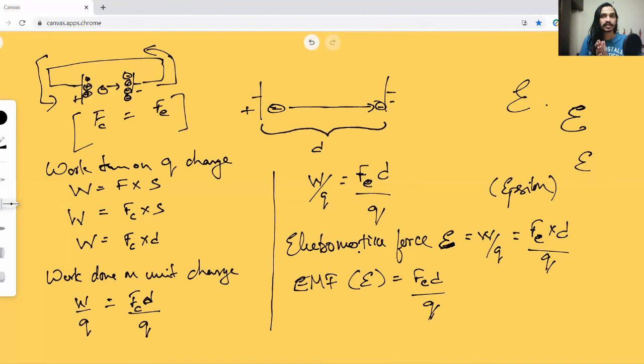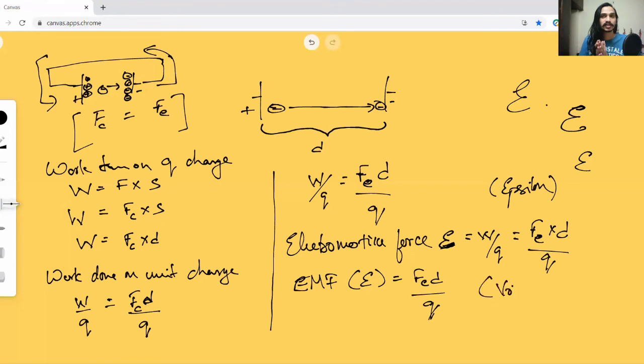Now this is all for today. This EMF is actually very similar to the voltage that we spoke about, like I already mentioned. EMF and voltage are measured in pretty much the same way. So EMF also has pretty much the same units, which is nothing but volts.